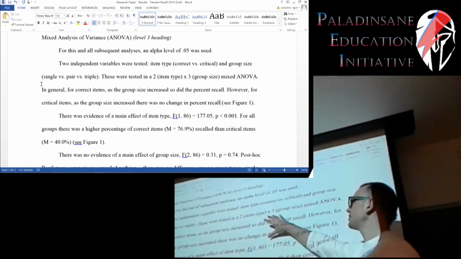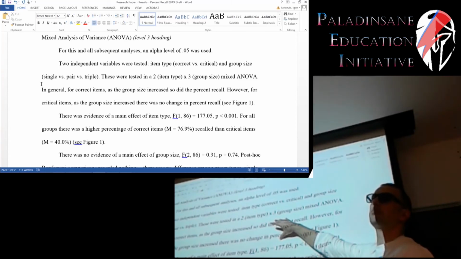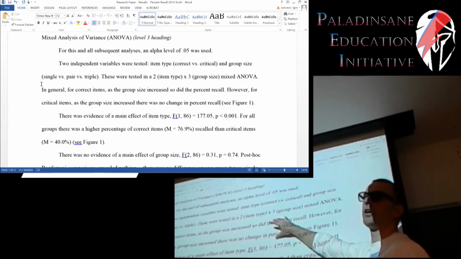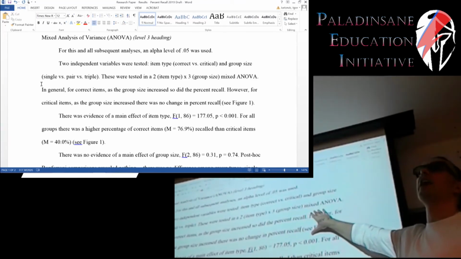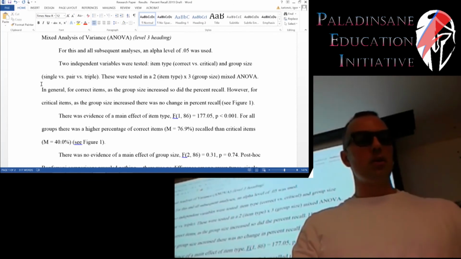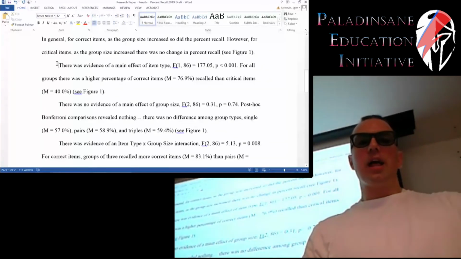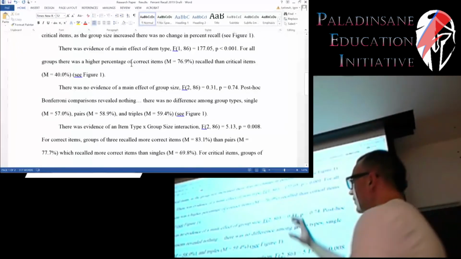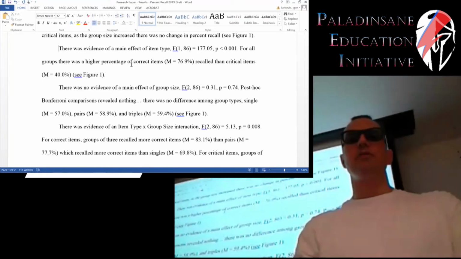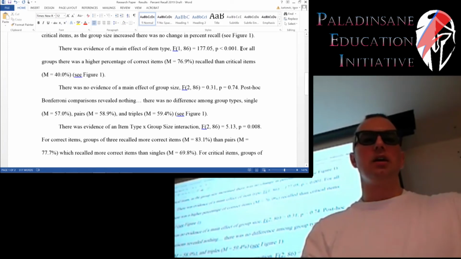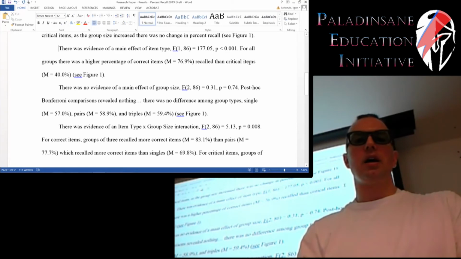And again, in English W131, I'm sure you would lose points all over the place because again, it's boring, but it is straightforward and it is very nice when a reader encounters this. They'll know that somebody who knows how to write a results section has written this results section. Okay, so lastly, we're down to the main effects and then the interaction. So we have, there was evidence of a main effect of item type. There's the stats. For all groups, there was a higher percentage of correct items recalled than critical items.